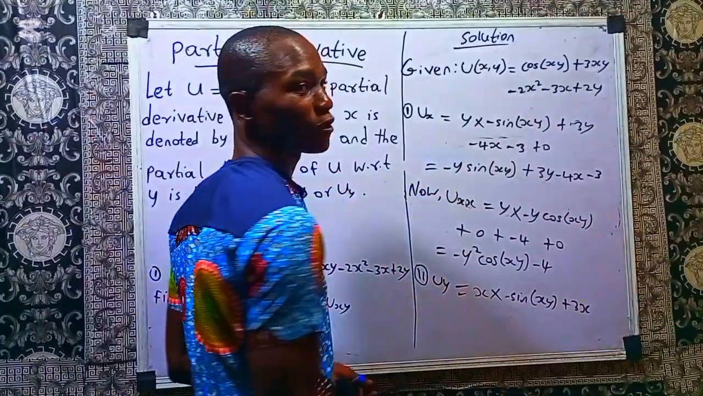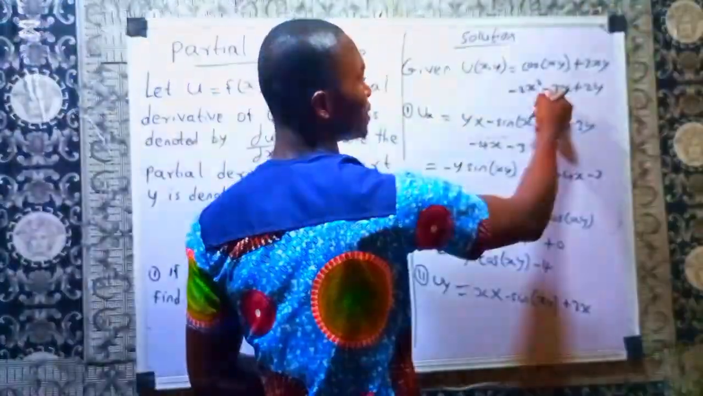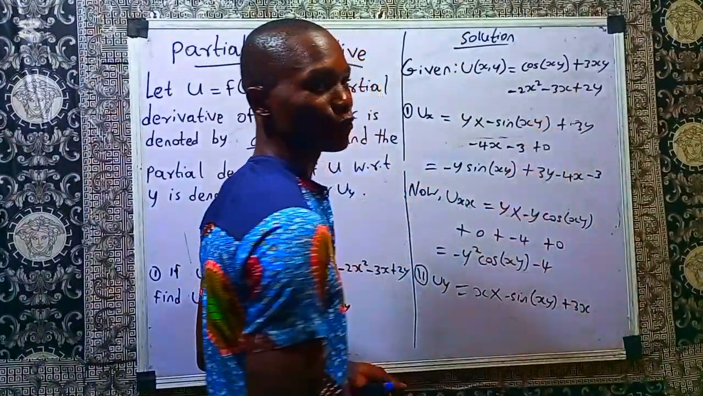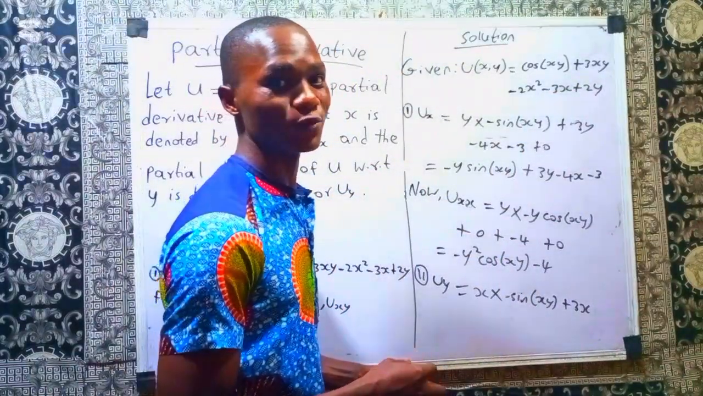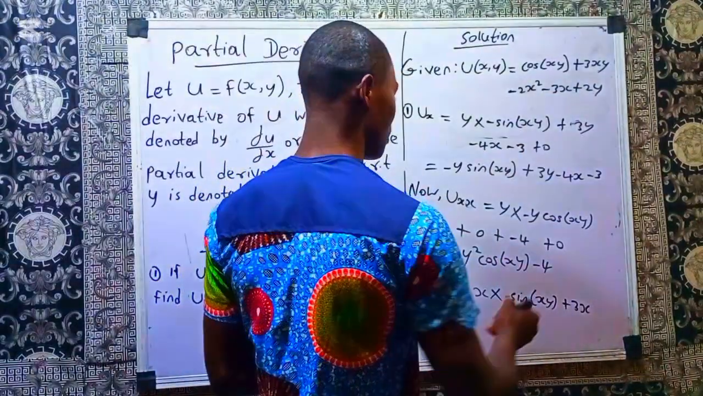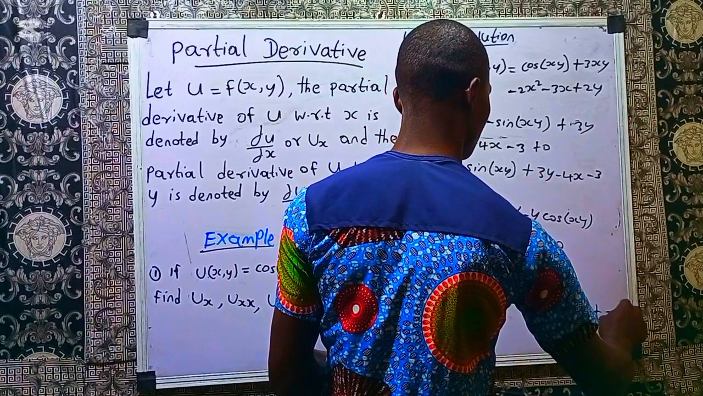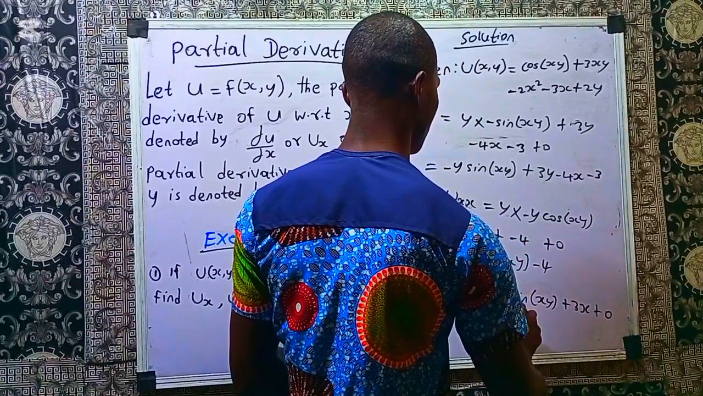The derivative of a constant is 0. Differentiate negative 3x with respect to y. Is there any y here? No. The derivative of a constant is what? 0. So for this one, we are going to have 0 plus 0.